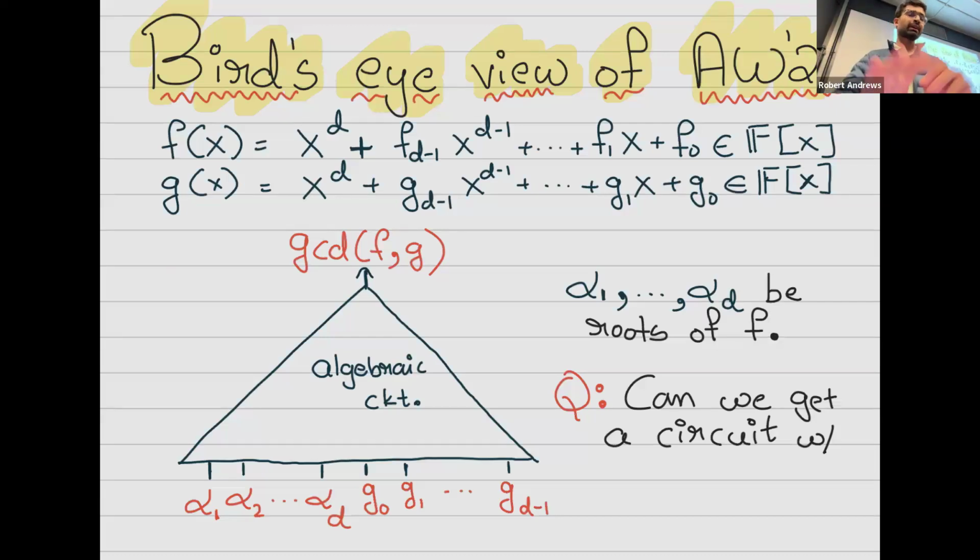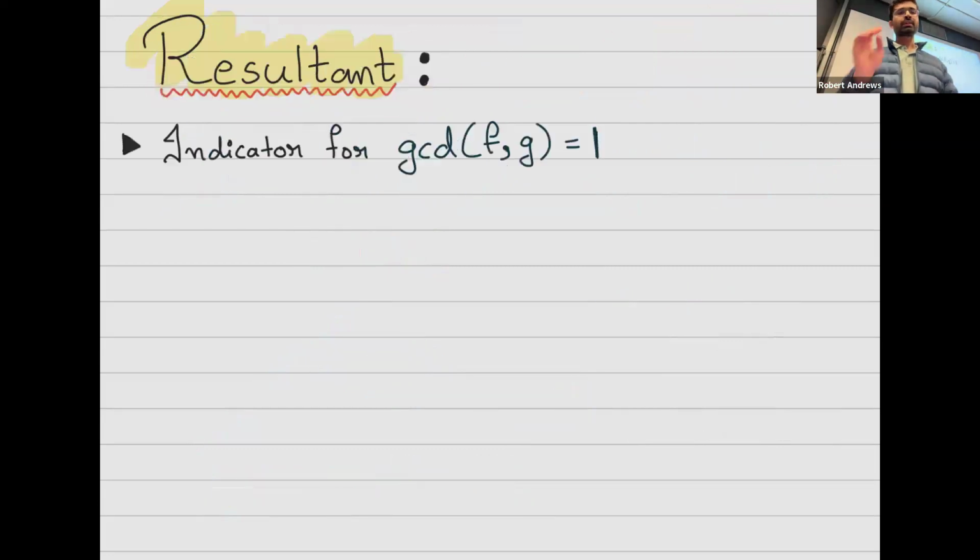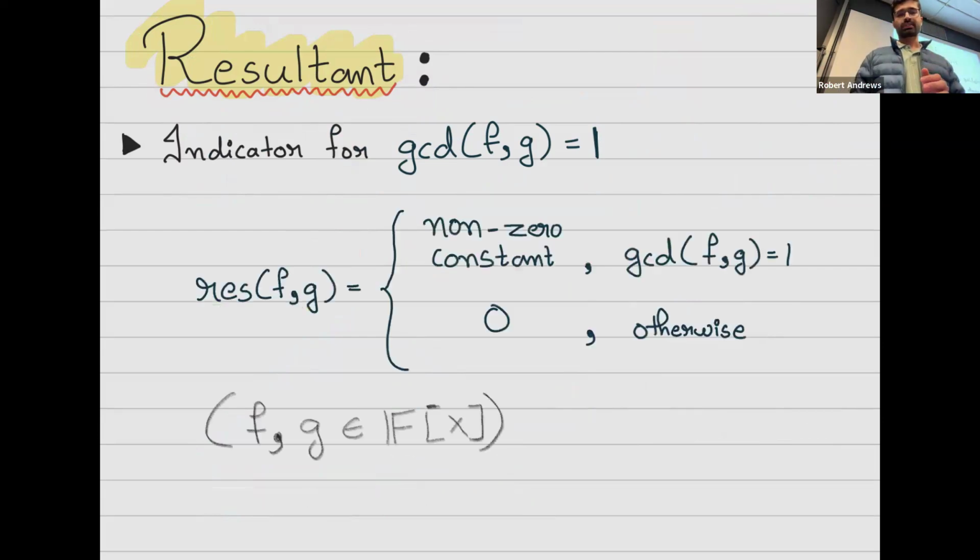Okay. So now I want to make these ideas concrete, this is a high level overlay. So I'll work with something simpler that's related to the GCD. I'll work with something called the resultant. For those of you who don't know what a resultant is, I'll tell you what it does first. The resultant is like an indicator for the GCD being 1. If I take the resultant of f and g, if the GCD of f and g is 1, it will be a non-zero constant. Otherwise, it will be 0. Okay. This is what the resultant does. Now I'll define what it exactly is.